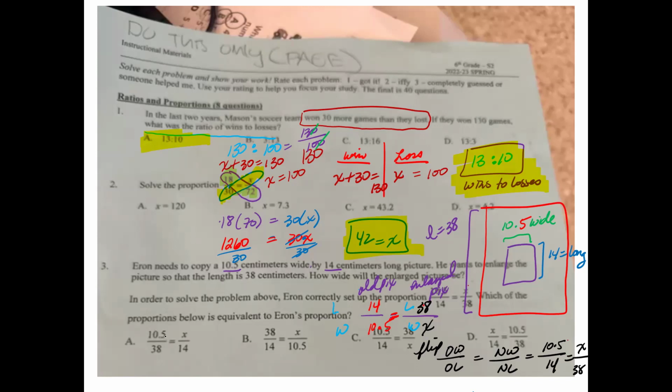Let's take a look. 10.5 is what? What does that measure? Old width. What is 38? New length. What is x supposed to be? Width. What is 14? Old length.